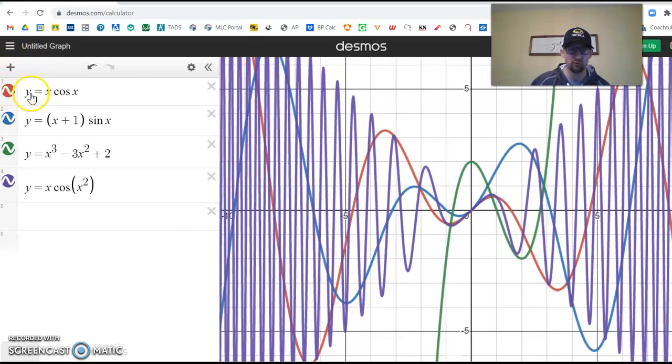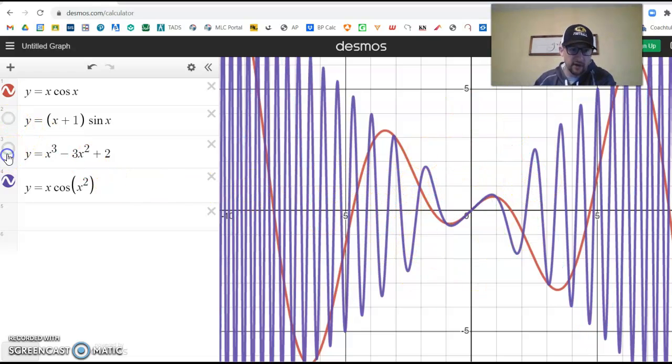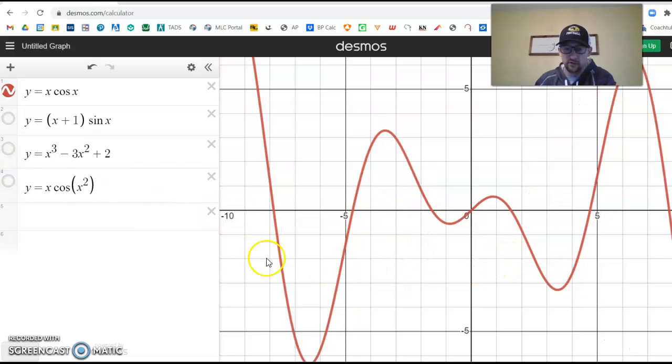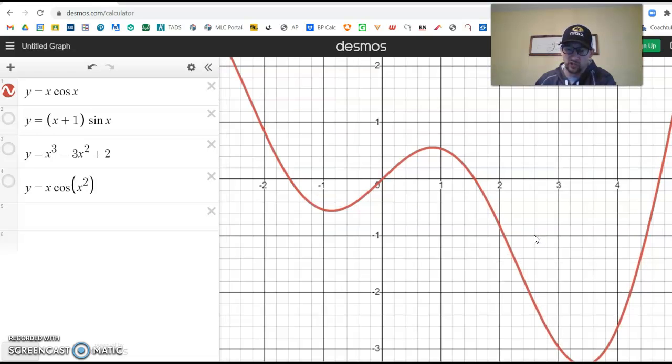There we go. So red is x cosine x, which is the very first example. A lot of stuff going on here. I'm going to just turn off some of these graphs so we can look at it one at a time. So x cosine x is the first graph, and we're looking for the f prime of 2. Well, that means the slope at 2.